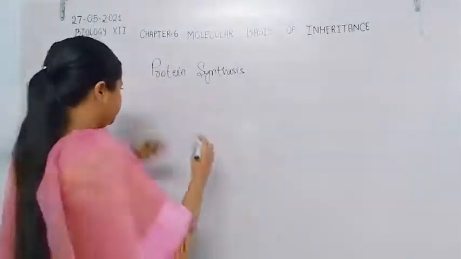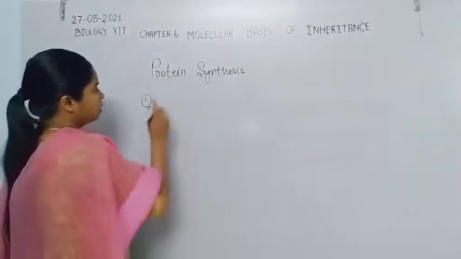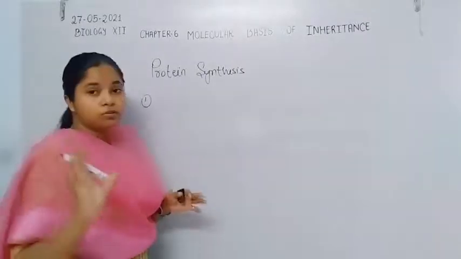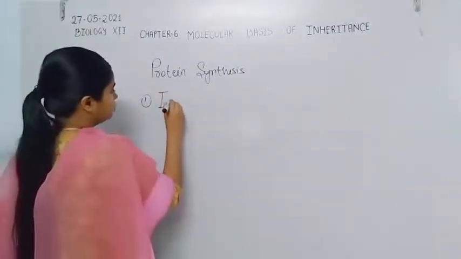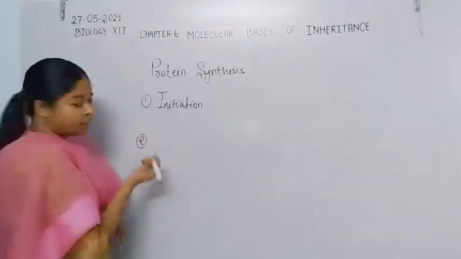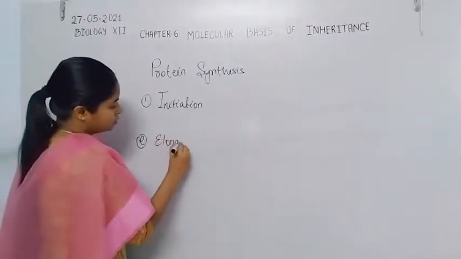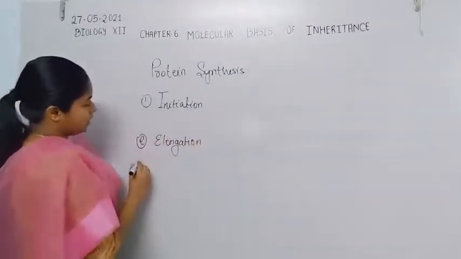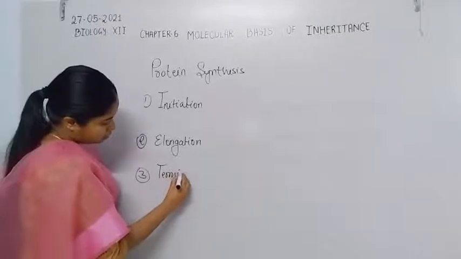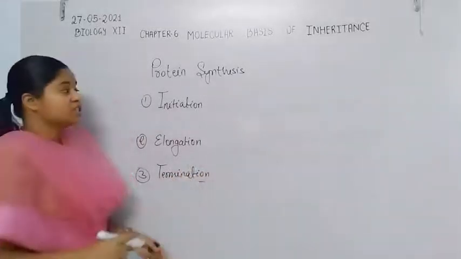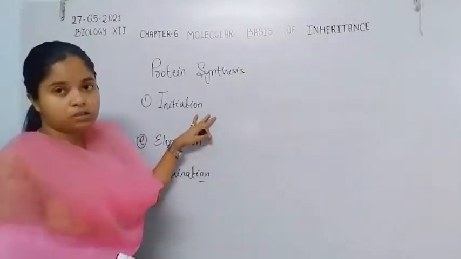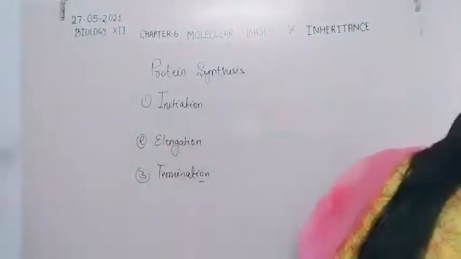Now, the protein synthesis process, like DNA replication, is also divided into 3 steps. The first step is initiation, the second step is elongation, and the third step is termination. So the 3 steps are initiation, elongation and termination. First we discuss the initiation step in the protein synthesis process.